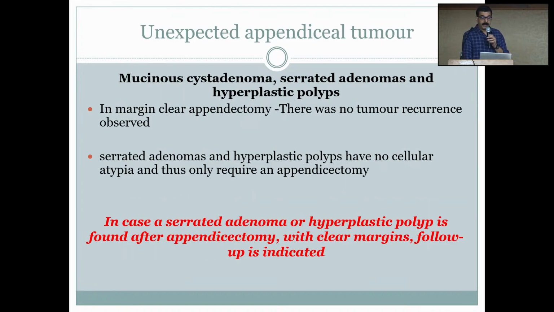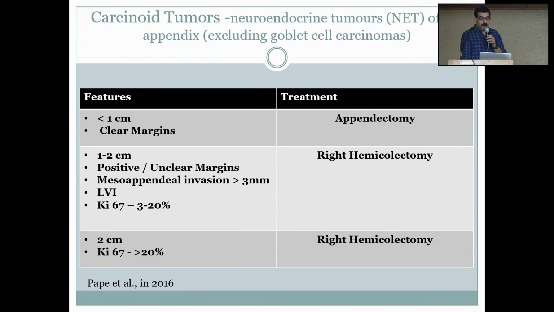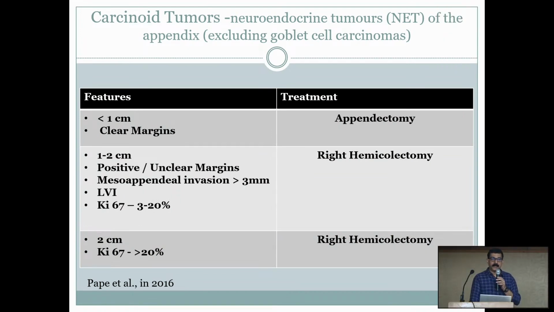Coming to the unexpected appendiceal tumors: mucinous cystadenoma and serrated adenomas are benign tumors of the appendix. In the case of a serrated adenoma or a hyperplastic polyp, a simple appendicectomy with a clear margin will complete the treatment for the patient. Coming to the carcinoid tumors, one of the factors by which we decide the extent of surgery is the size of the tumor. For a tumor less than 1 centimeter with a clear margin, a simple appendicectomy will suffice.